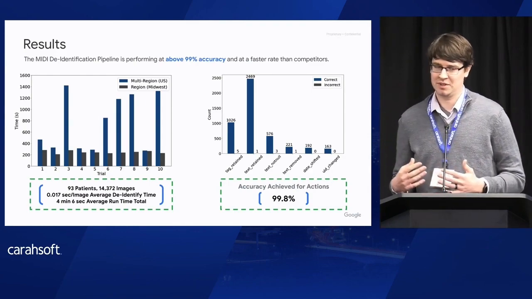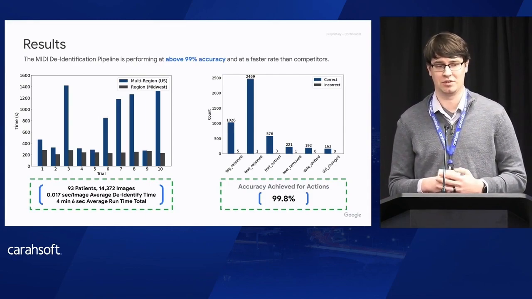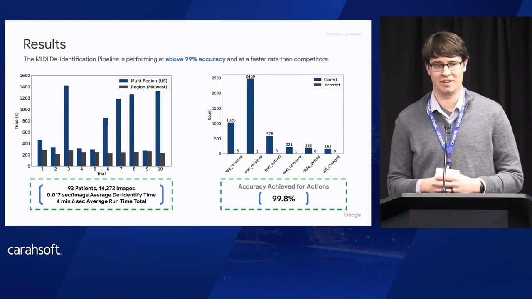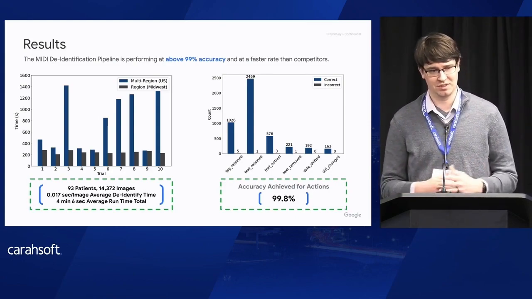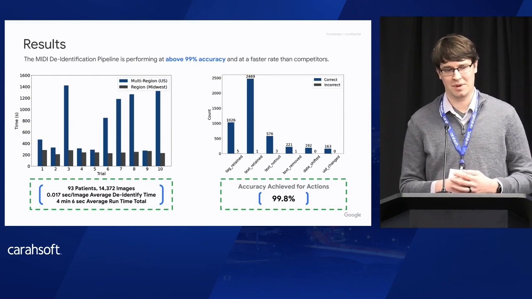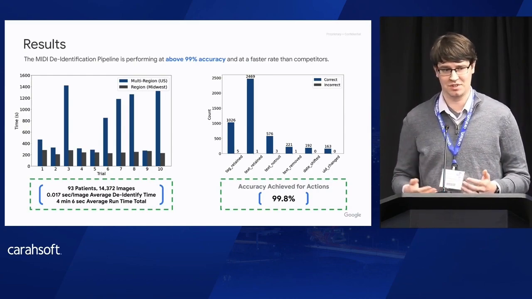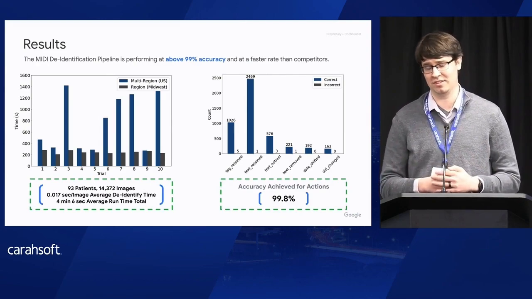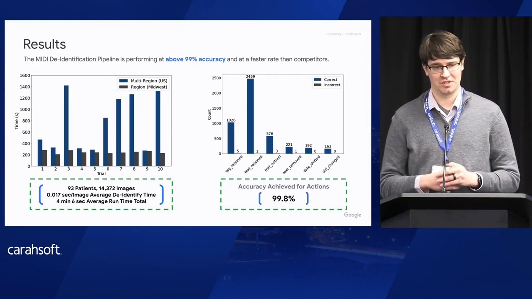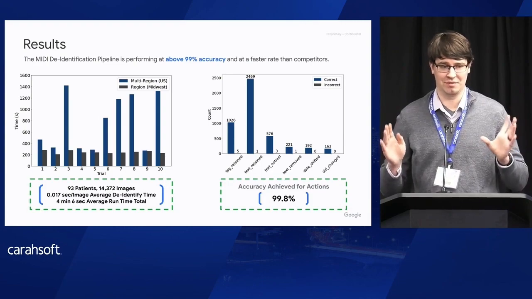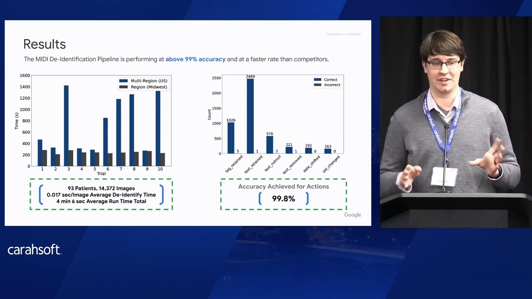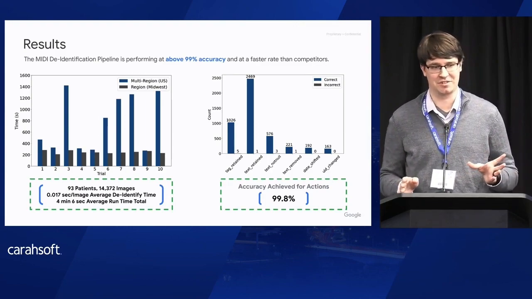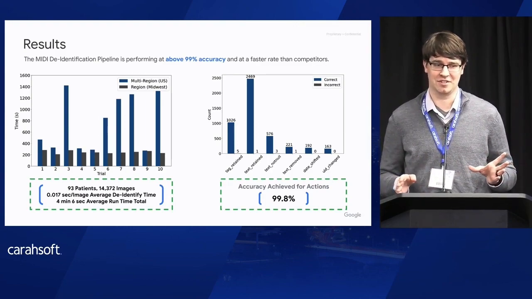The other big aspect of this is how long it actually took to do the de-identification. We had a second data set that was created that had a lot more patients and a lot more images. For the 93 patients and over 14,000 images, it took on average 4 minutes and 6 seconds of runtime, which averages out to about 0.017 seconds per image to de-identify, which is very fast and much faster than any human would be able to do the de-identification.